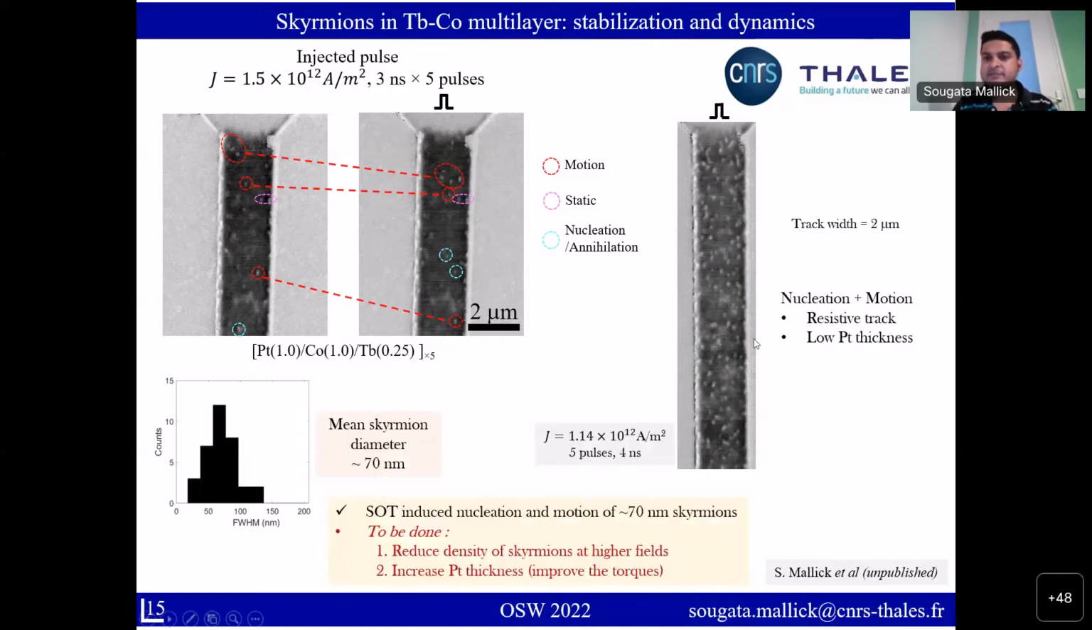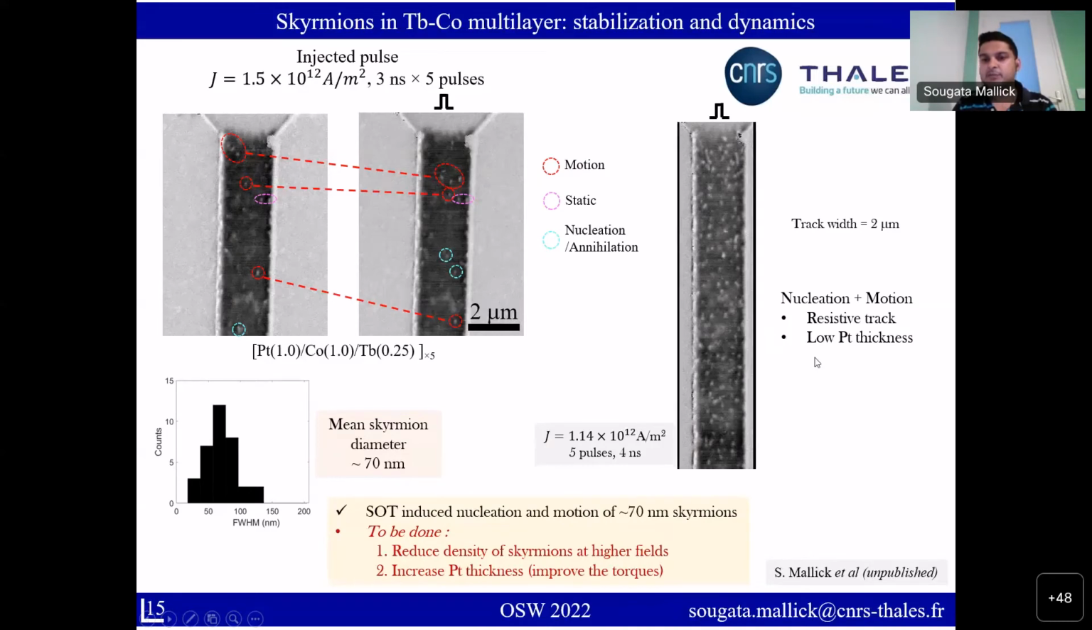Now, if you see this video, it is a 2-micron wide track. You can see the skyrmions are very small. They move. Also, there is a lot of nucleation inside the track. The reasons behind this can be many. One is that terbium is highly resistive, and that is why it accumulates more heat, which leads to further nucleation. And also, the platinum thickness in our sample is 1 nanometer.